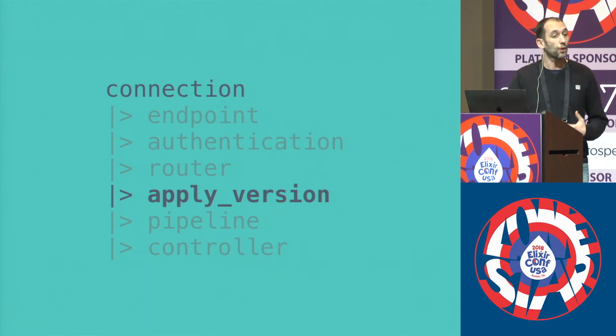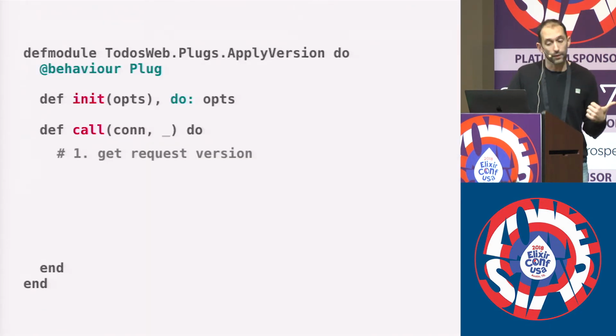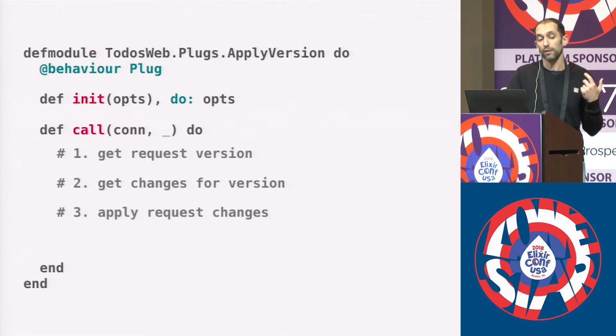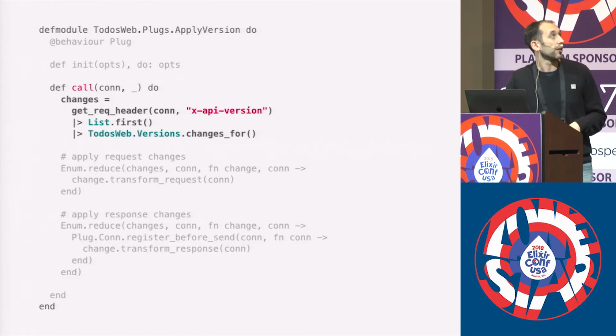And then to actually use this, we can just create another plug. And this time the plug does all the versioning for us. So this plug will do a number of things. It will get the request version, it'll get the changes for that version, apply the request changes, and apply the response changes.